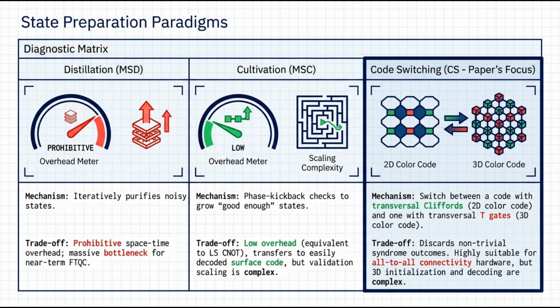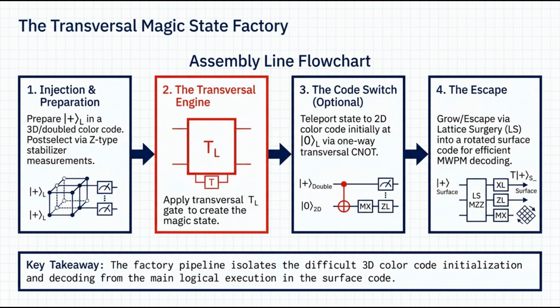Third, code switching, which is the focus of this paper, involves switching between a code supporting transversal Clifford gates and another supporting a transversal non-Clifford gate. This method allows the system to discard non-trivial syndrome outcomes. It is highly suitable for hardware architectures with all-to-all connectivity, although the initialization and decoding of the 3-dimensional color code are traditionally challenging.